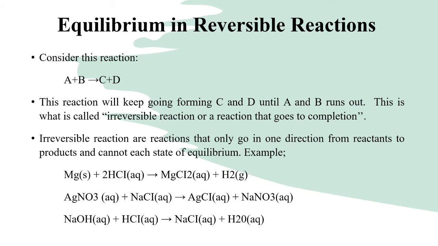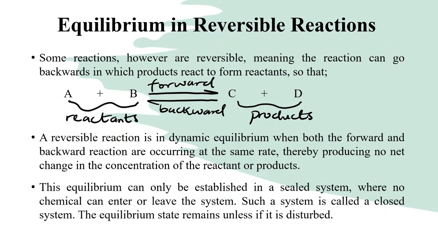Irreversible reaction: a reaction that only goes in one direction from reactant to product and cannot reach a state of what? Equilibrium. For example, when magnesium reacts with HCl, it gives us magnesium chloride plus what? Hydrogen gas. Some reactions, however, are reversible, meaning the reaction can go backward, in which products react to form what? Reactants. So from our equation now, we have A plus B, we have two arrows. One is going forward while the other is going what? Backward. Then we have C plus D as our products.